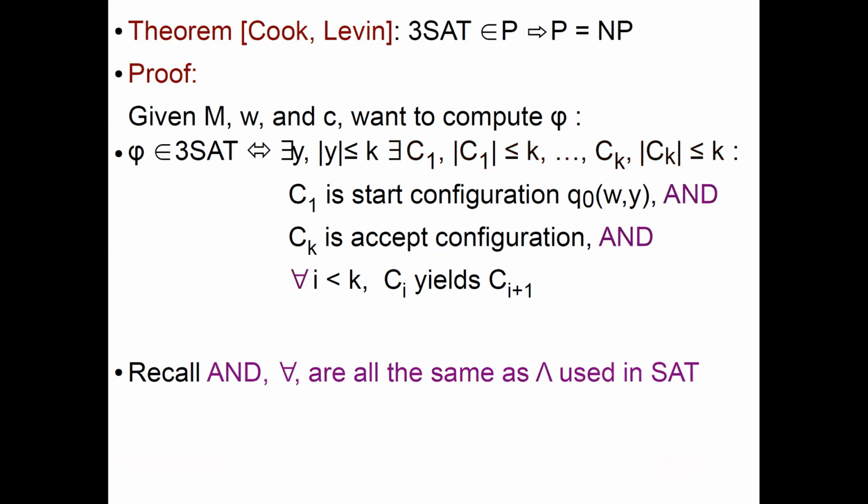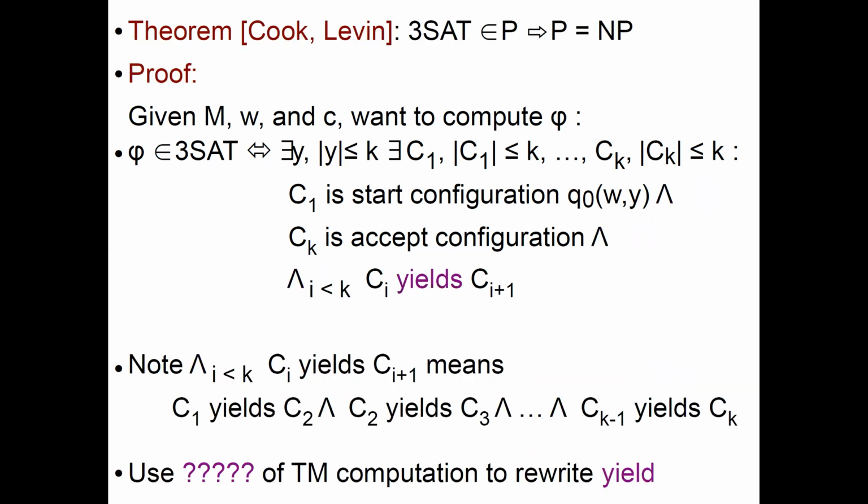Okay? Recall that "and for all" have all the same meaning as just the "and" that's used in SAT. So when I say "for all" here, it's just a big and. So I can put an and here, an and there, and make a big and over i that ranges from 1 to k. Okay, so now it starts to look like a 3CNF.